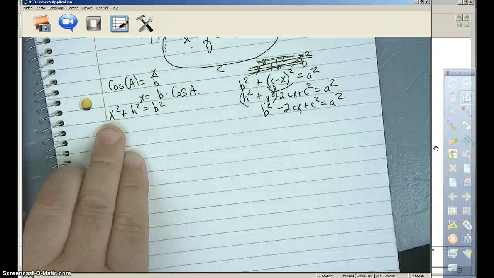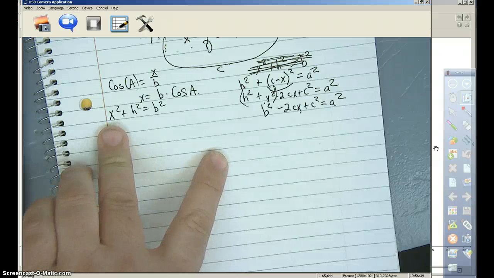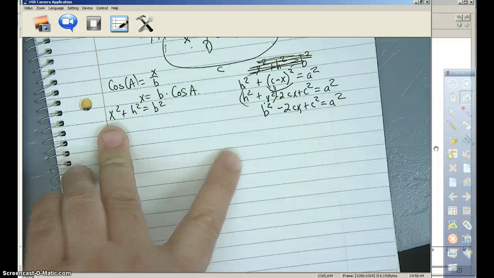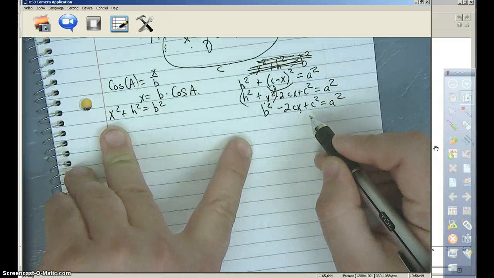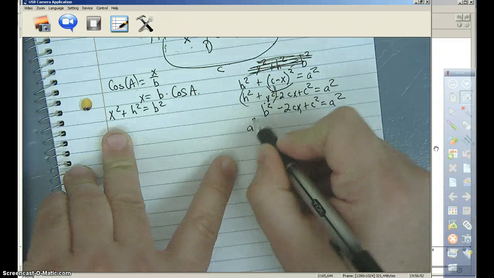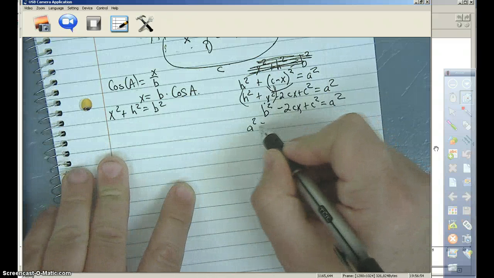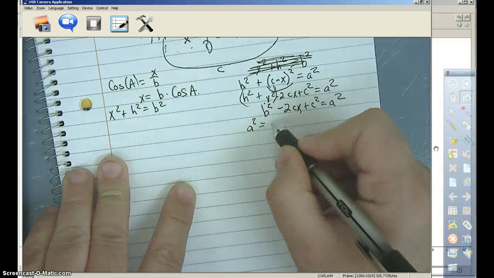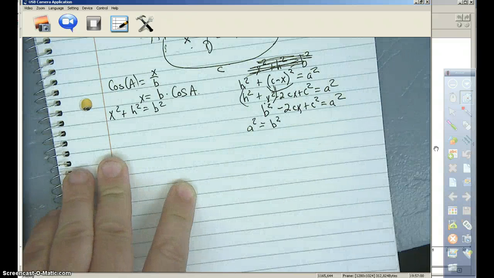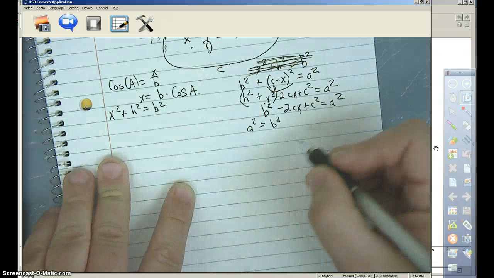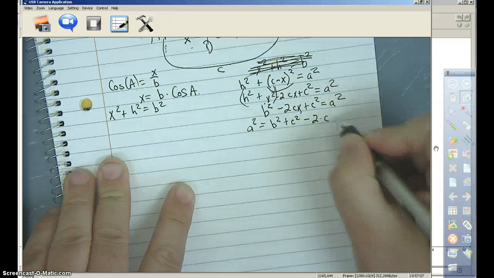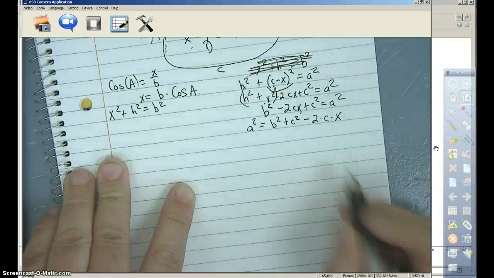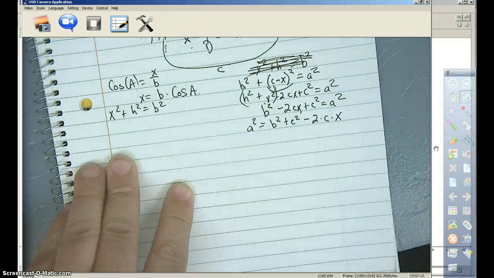And now let's just rewrite this a little bit. I'm going to put the a squared here first. So a squared is equal to, I'm just putting that on the left side. I'm going to start with b squared here, right? Plus c squared minus 2 times c times x. That's this part in here. So all I've done is just rearranged my terms there.